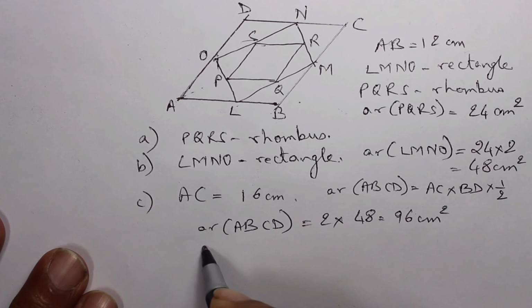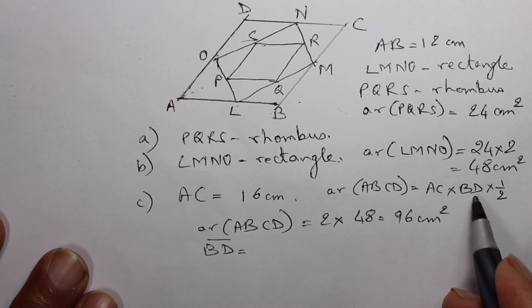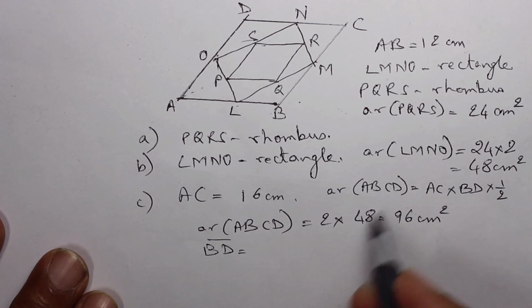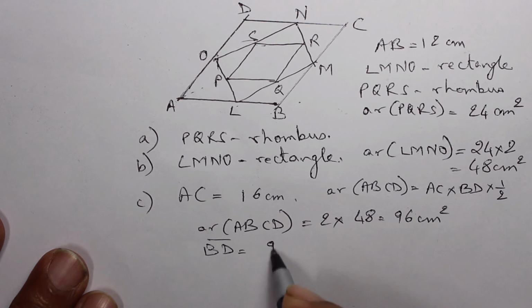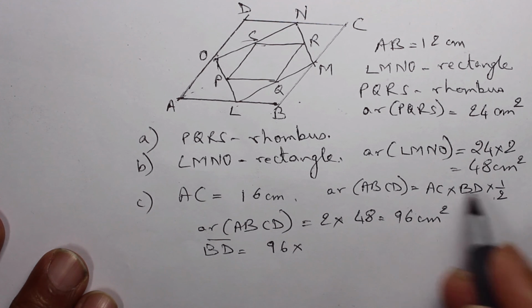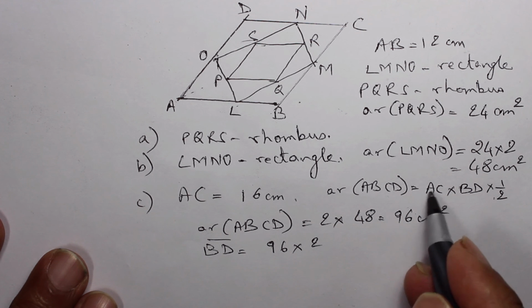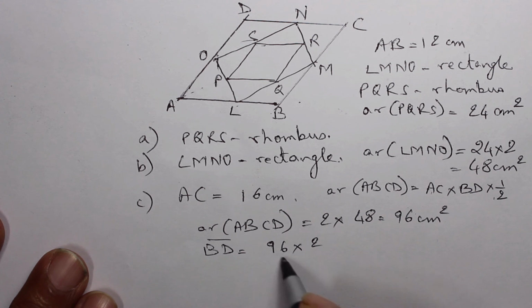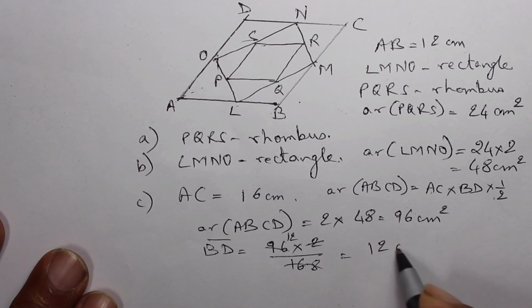So therefore BD, which is the shorter diagonal, substituting it in this equation, is 96 into 2, divided by AC, which we know as 16. So 2 goes here 8 times, 12 times, so this is equal to 12 centimeters.